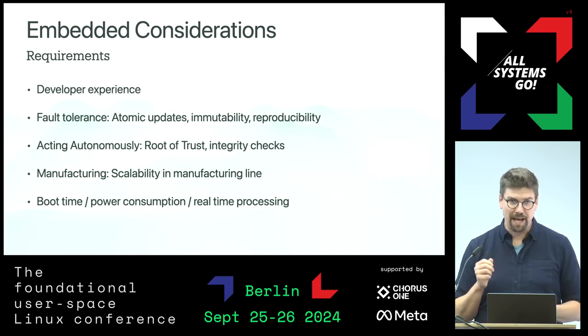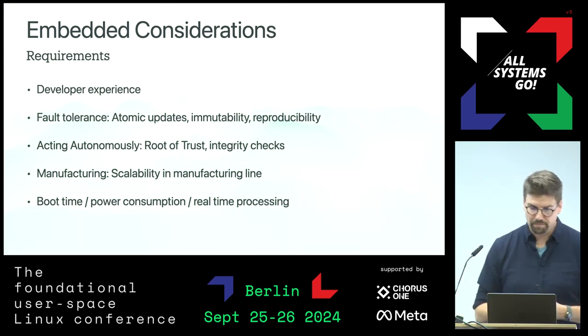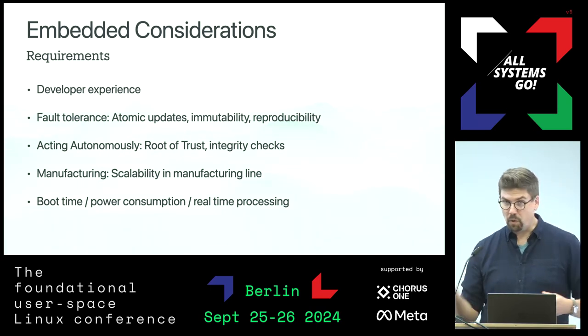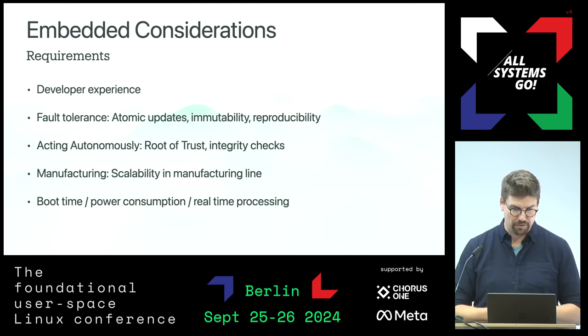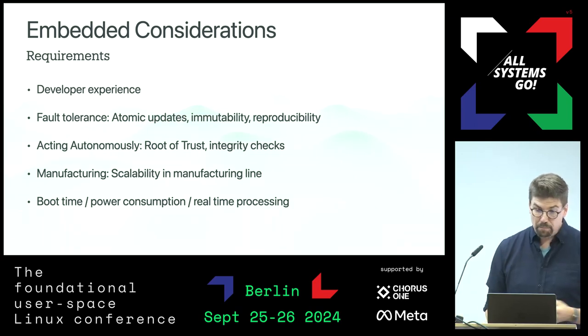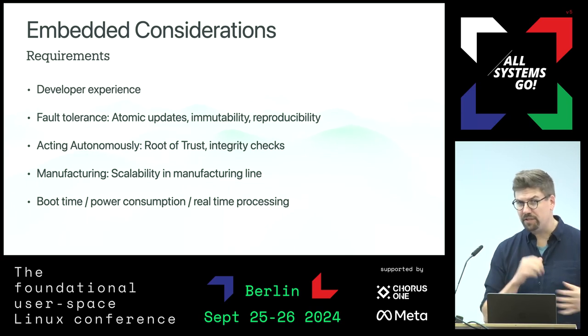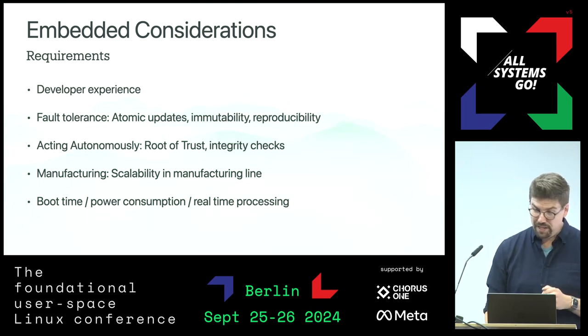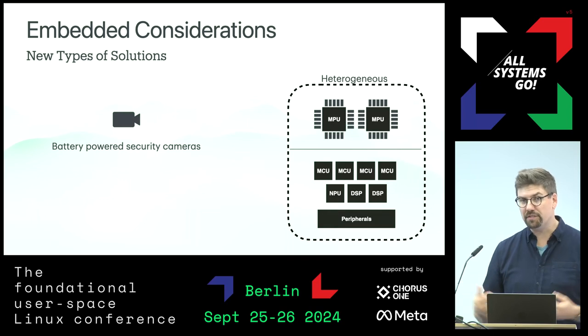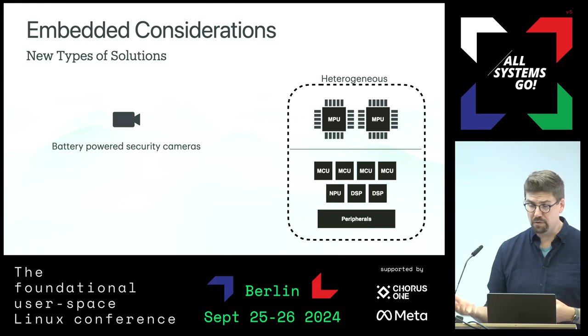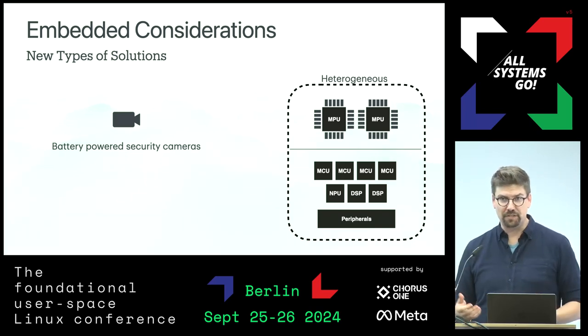Now, some of these have new solutions today, which is great. It's wonderful to see that the Linux RT patch set came in, and that we can start to expect a little more real-time work within the kernel and the user space. But there are other ways we can solve some of these power concerns as well. One that's interesting can be found in a pretty simple example, which is battery-powered modern security cameras. There are a lot of these on the market today, and a lot of them use one of these modern heterogeneous architectures.